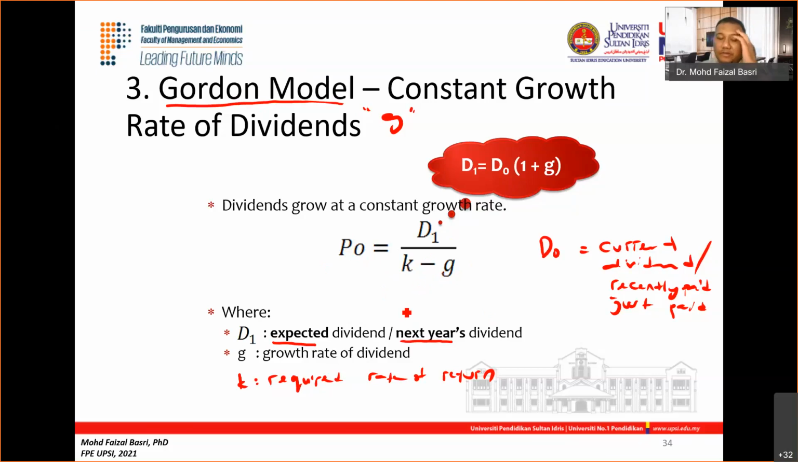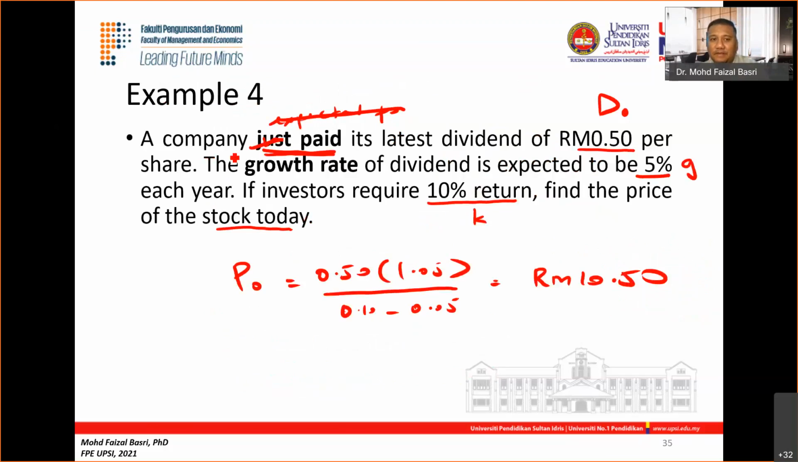Okay, very straightforward. But what if the question asks like this? It's the same question. The company just paid a dividend of 50 cents, growth rate is 5%, required rate of return is 10%, but the last question, they ask, find the price of the stock 3 years from now. Okay, I changed from stock today to 3 years from now. So technically, it's not P0. You're going to find P3.